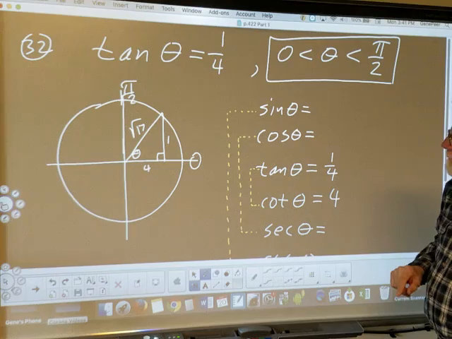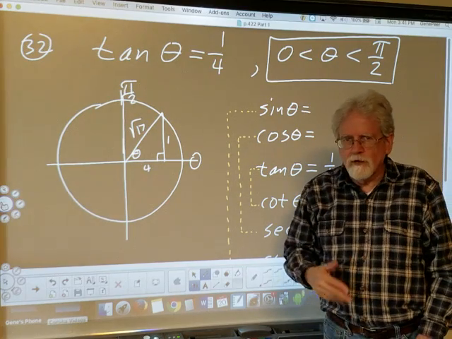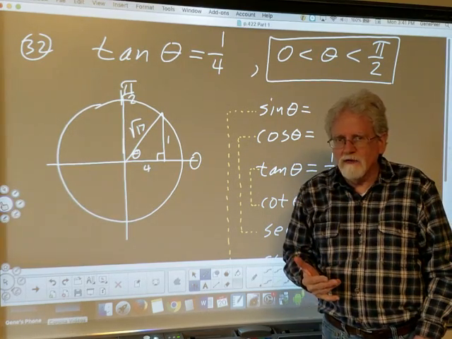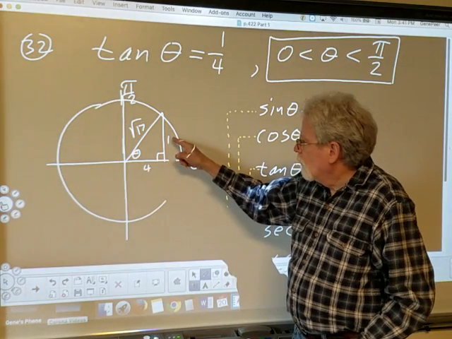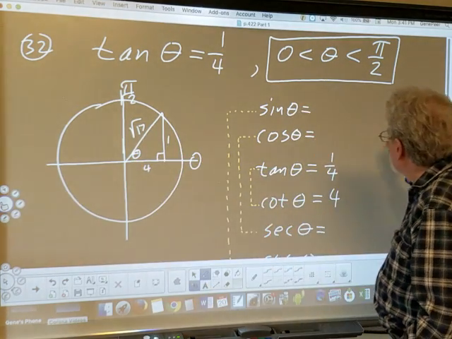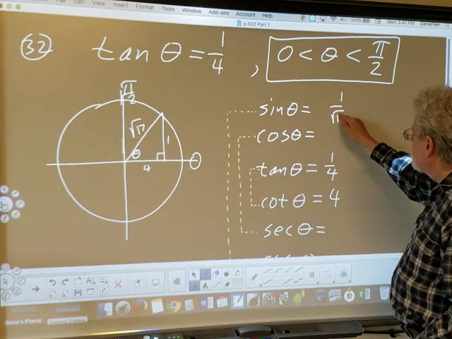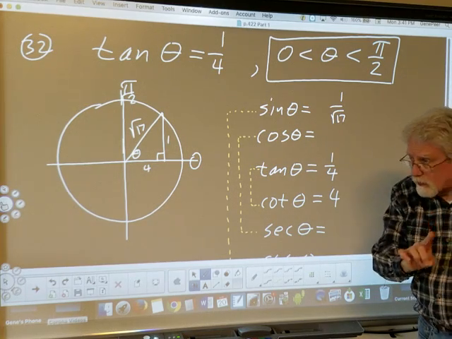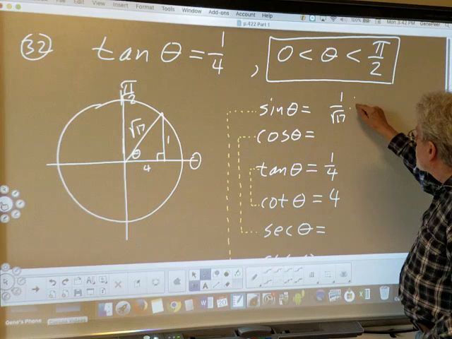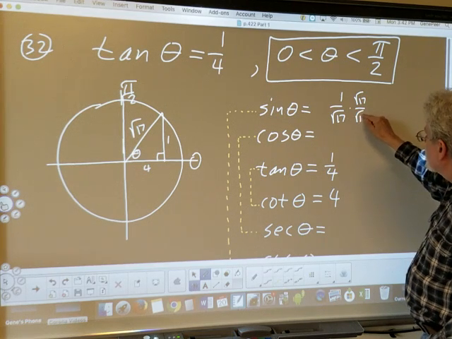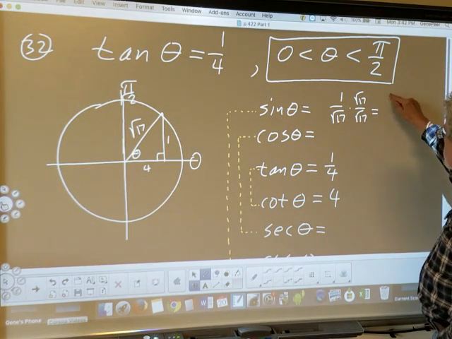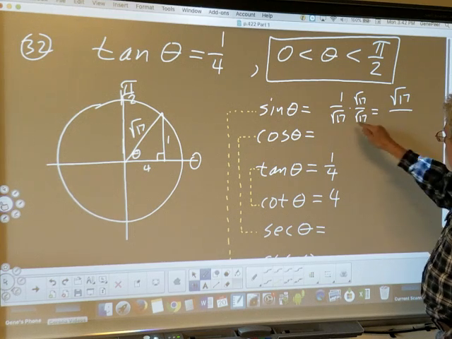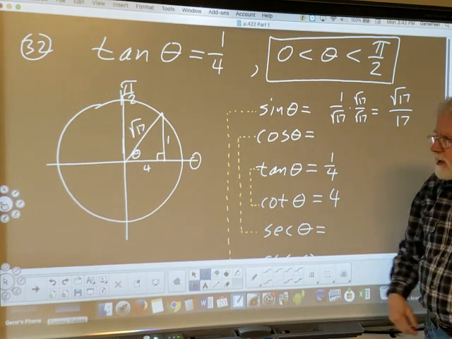Now what about sine? Sine is opposite over hypotenuse. So, ka, toa. Opposite over hypotenuse. That's 1 over square root of 17, but you know you can't leave it that way. So we multiply by square root of 17 over square root of 17. We get a result of square root of 17 over 17, done with sine.